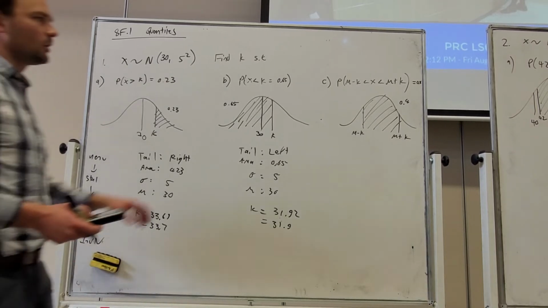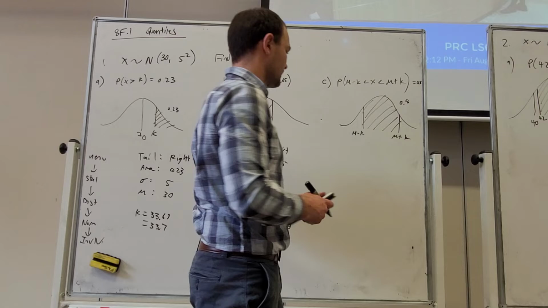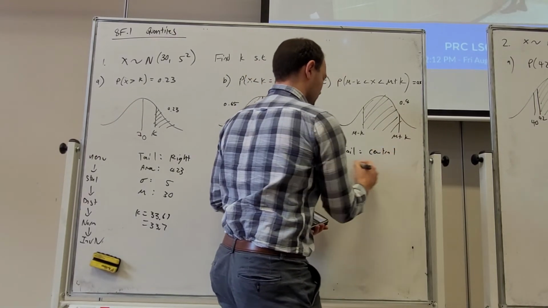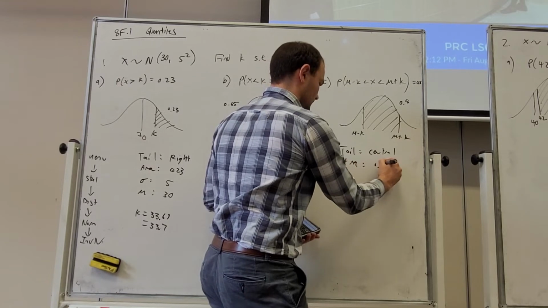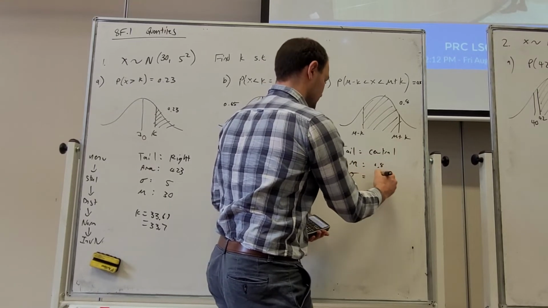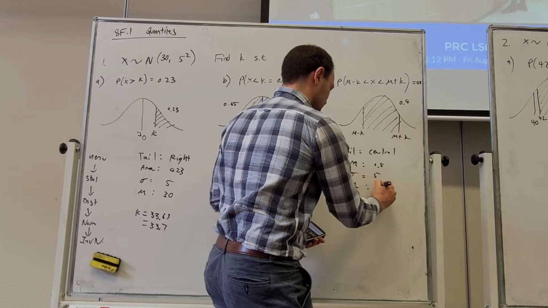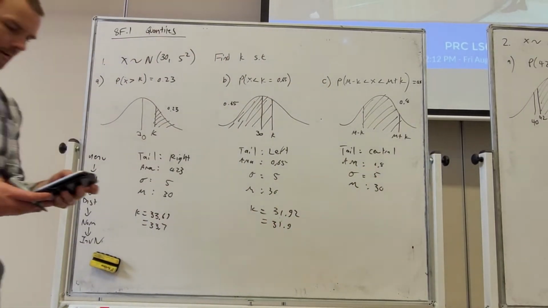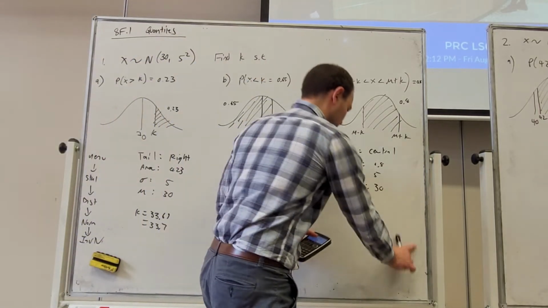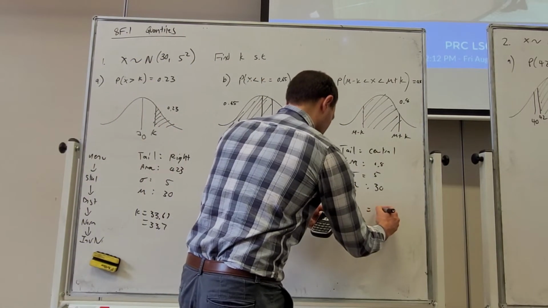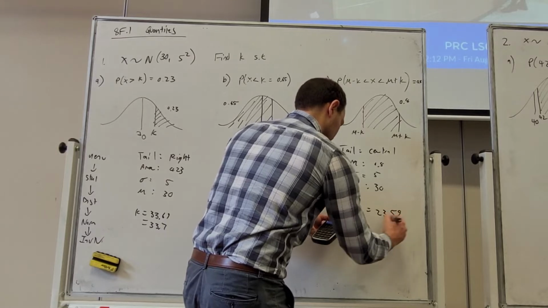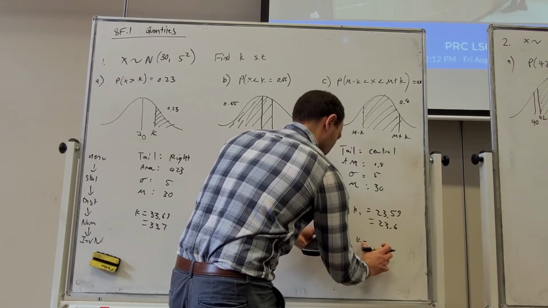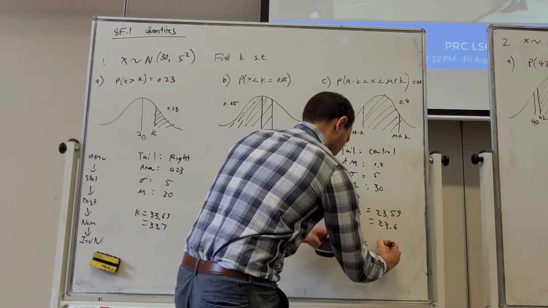Okay, now when we have a question like this, the tail is going to be central. The area is 0.8. Standard deviation is 5, mean 30. Okay, and you get two values. I've got K1 and I've got K2. 36.4.